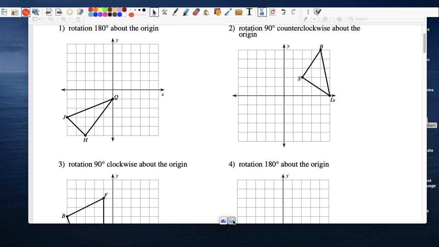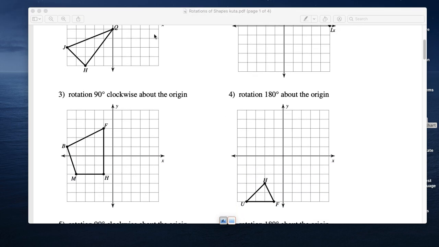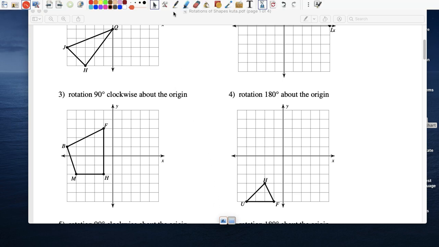Let's go to 3. It's a 90 degree rotation clockwise about the origin, so they tell you where it's rotating, right? About the origin. So let's write the points. Oh, let's just write B, F, H, and M. Point B is negative 5, comma 1. Point F is negative 1, comma 3. Point H is -1, comma, -2. And point M is going to be -4, comma, -2.